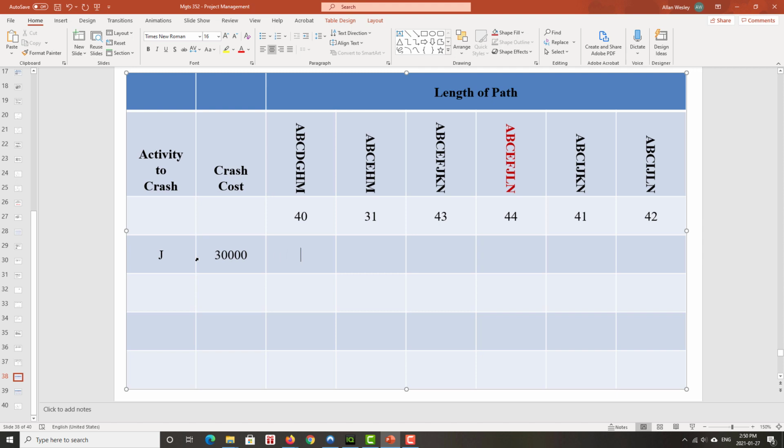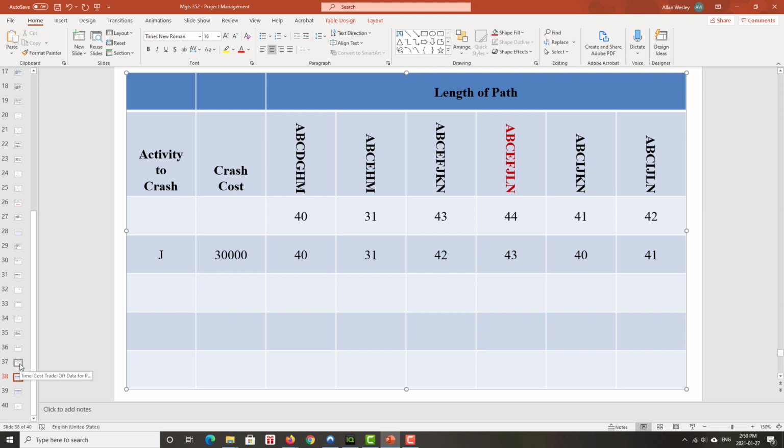And now we just go through the pathways. J is not on the first pathway, so we didn't change anything there. Not on the second pathway, so we didn't change much there. It is on the third one, so we take that down to 42 weeks. Of course, it is on the critical path. Take that down to 43 weeks. And there we see it. So that path goes down to 40 weeks, and this one goes down to 41. So J is on a few different pathways.